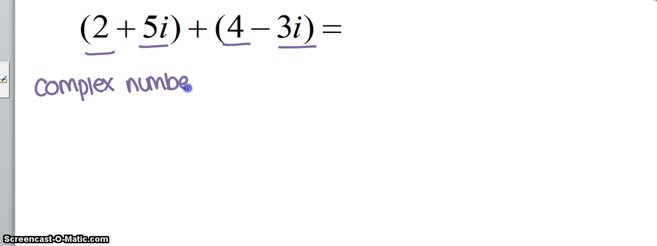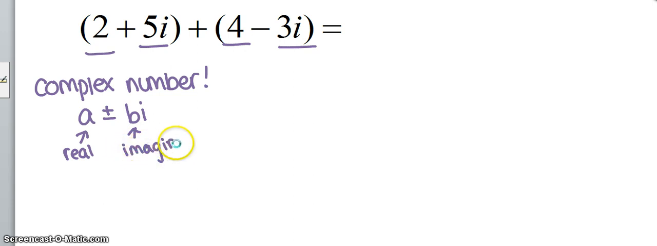Please write these down in your notes because I know you're all taking them. A complex number is just a combination of real and imaginary numbers being added or subtracted together. So we can write this in general as a, our real part, plus or minus bi, our imaginary part. So this is the real, this is the imaginary. Together they make a complex number. Okay, so our real part is 2, our imaginary part is 5i.